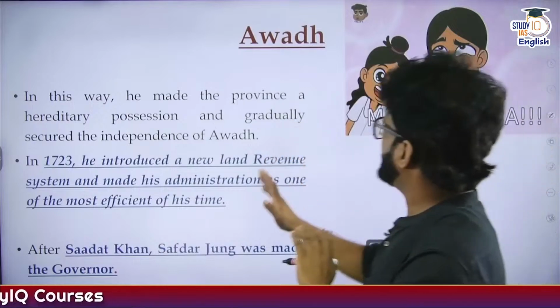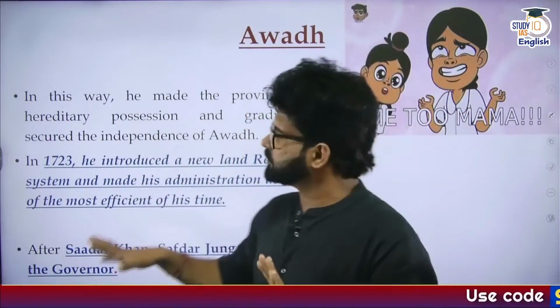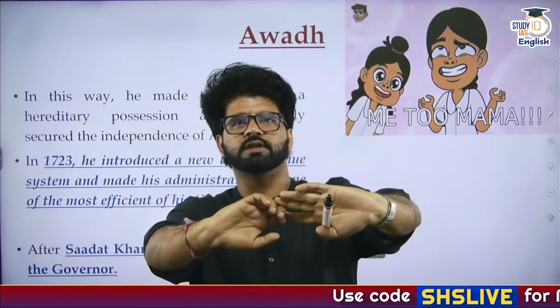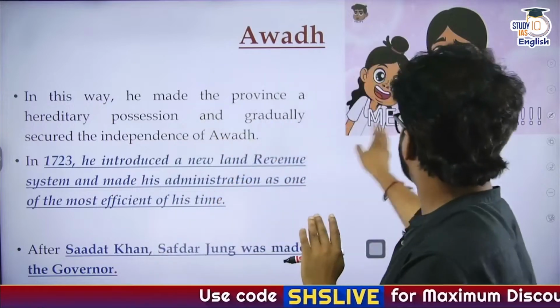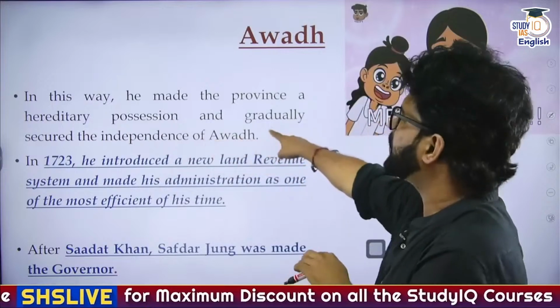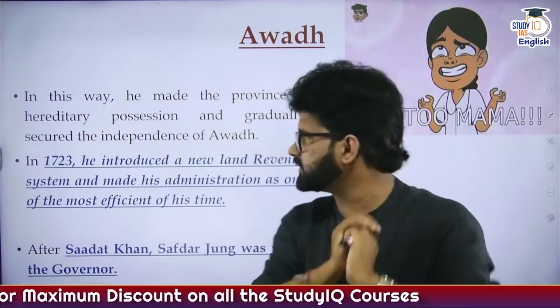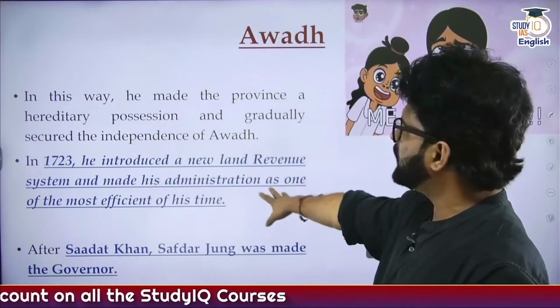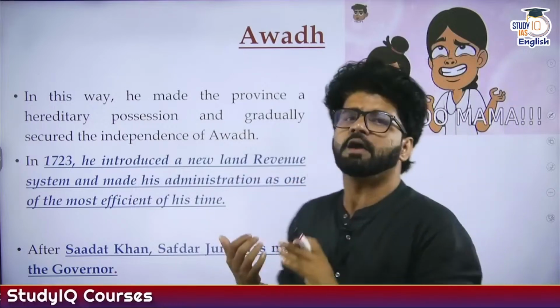So this is like a recap. Here we have talked about Saadat Khan, and how he ensured that Safdar is becoming his successor. In this way, he made the province hereditary, meaning a possession. Here we're talking about Saadat Khan. In 1723, he introduced a new land revenue system. So everything is going very hunky-dory in Awadh.